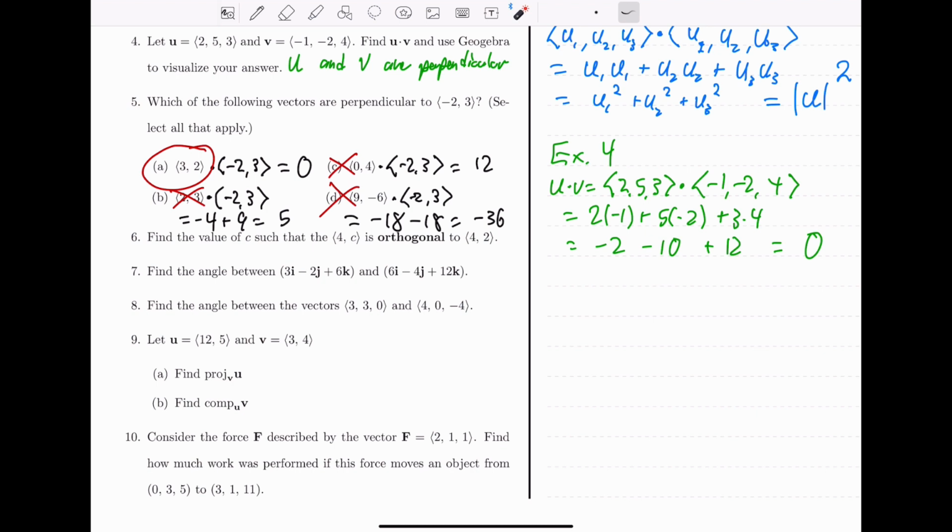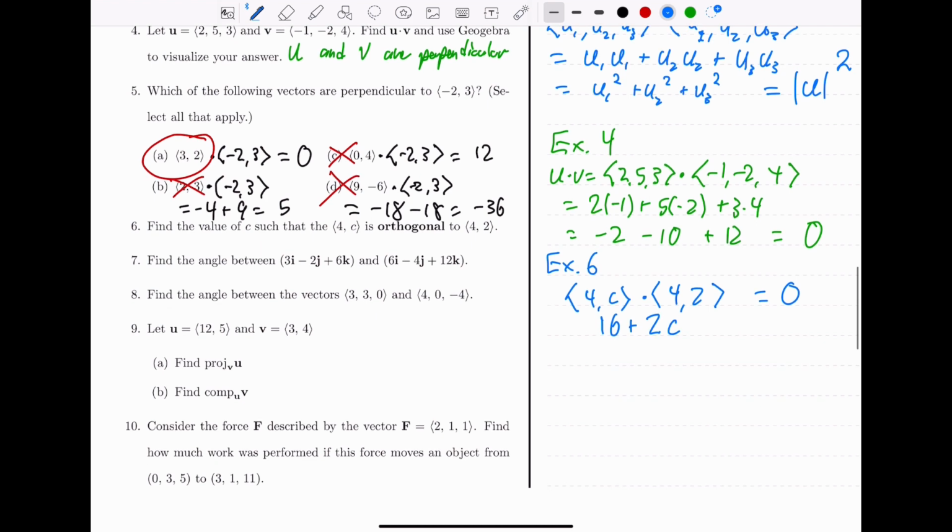Now that we've got a good guess from Desmos what the answer should be here, let's find that analytically. We want to figure out what is the value of c so that this vector is perpendicular to the vector 4, 2. So here's what we want. We want to compute the dot product of 4, c with 4, 2, and we want this to equal 0. Let's just compute the dot product here on the left-hand side. 4 times 4 is 16, plus c times 2, that's just 2c. We want this to equal 0.